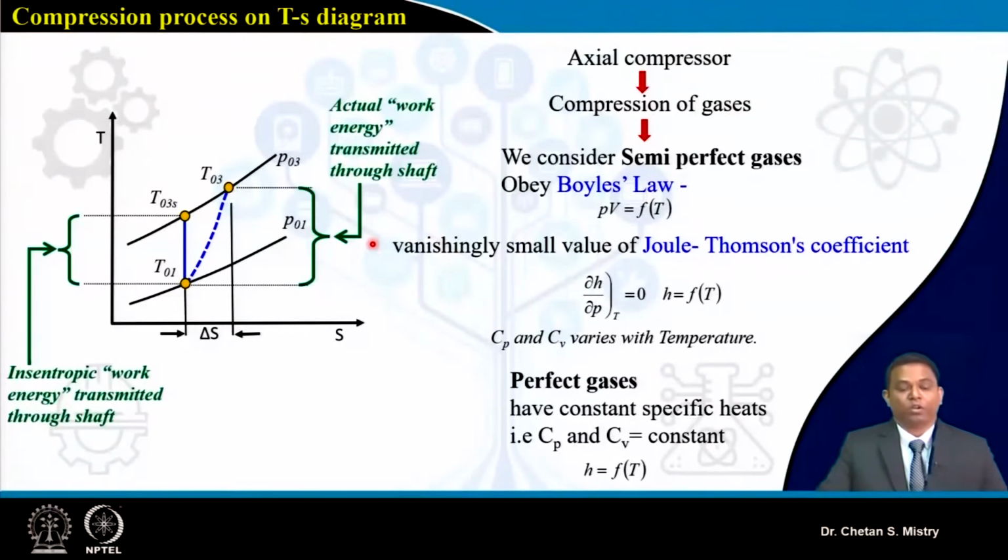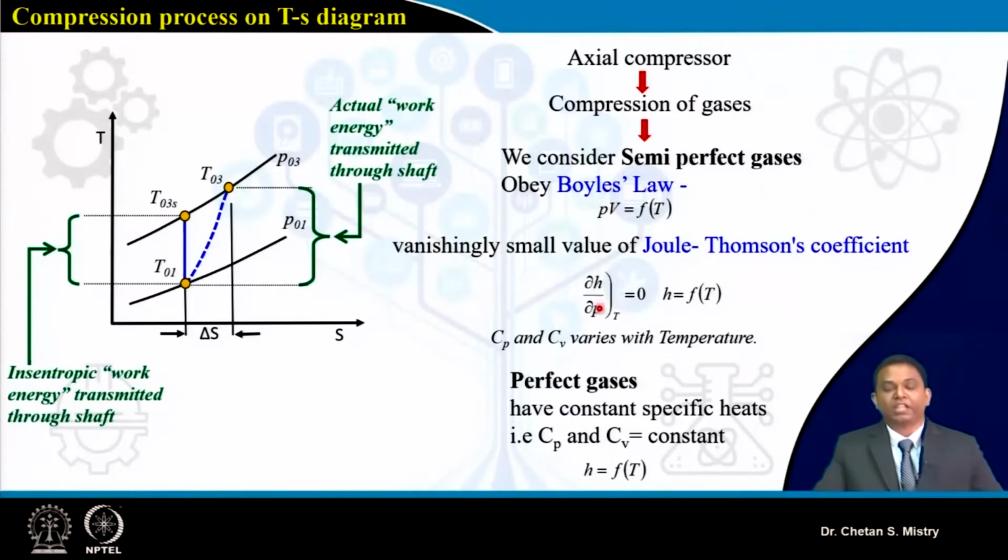Now, this is the representation we have discussed, talking about my compression process that is happening in my axial flow compressor. This axial flow compressor is mainly used for compressing gas. Now when we consider air as our working fluid, we can take that as a semi-perfect gas. When I say it's a semi-perfect gas, it follows Boyle's law. That means PV, the product of pressure and volume, is a function of my temperature. At the same time, you will have a vanishingly small Joule-Thomson coefficient.